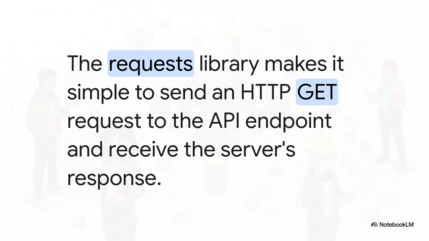So let's look at Step 3 in action. This Python code shows the core request using the requests library. But in a real-world application, we'd make this more robust. You'd want to check the response status code. Is it a 200 OK? And you'd wrap the whole thing in a try-except block to handle any network errors or timeouts. That stuff is absolutely crucial for building stable applications.